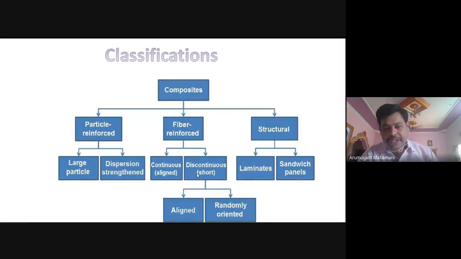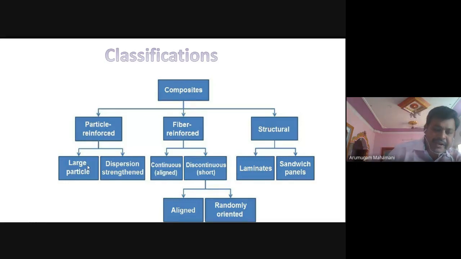Next, I go to the classification. The classification of composites: we have particle reinforcement, fiber reinforcement, and structural composite. In particle reinforcement composite, you have larger particle and smaller particle.